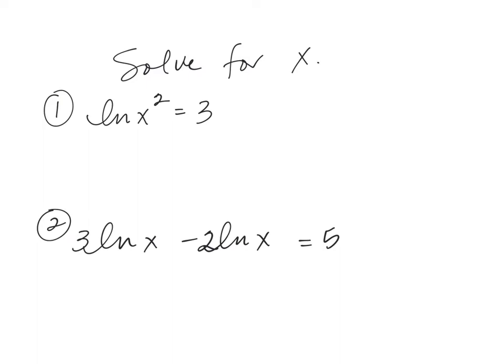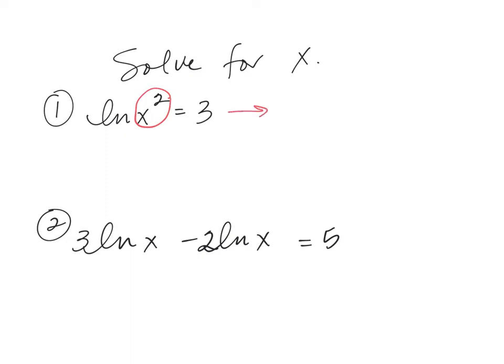Now let's look at how we can utilize some of these properties in practice. On our first example, where we are solving for x, we have the natural log of x squared is equal to 3. Now it's hard to solve for x squared when it's in this form, and I want to try and isolate this and get it by itself.